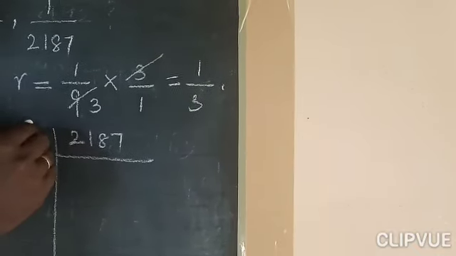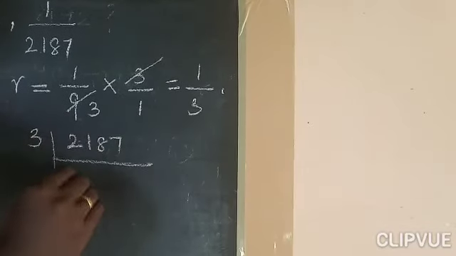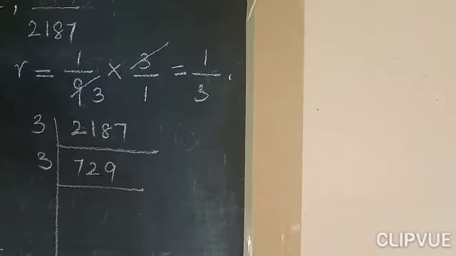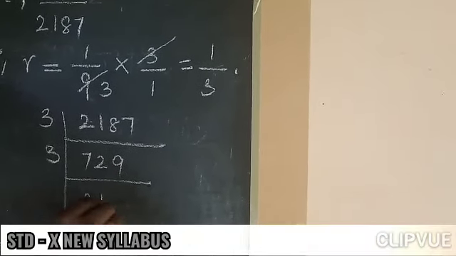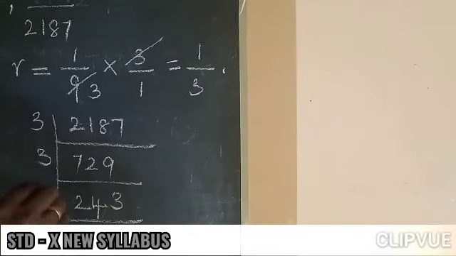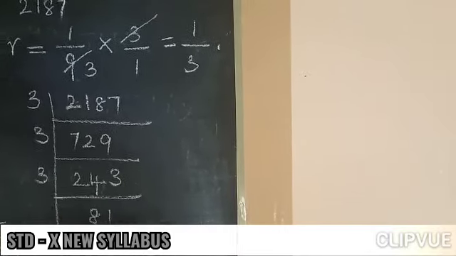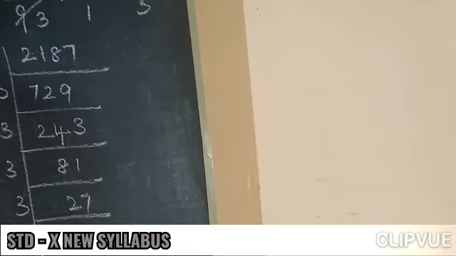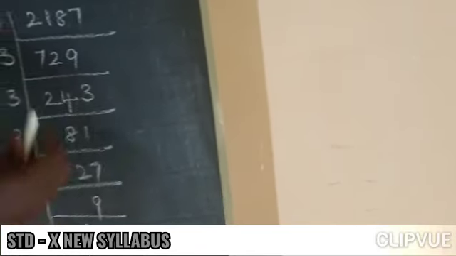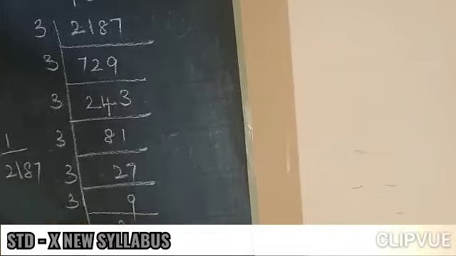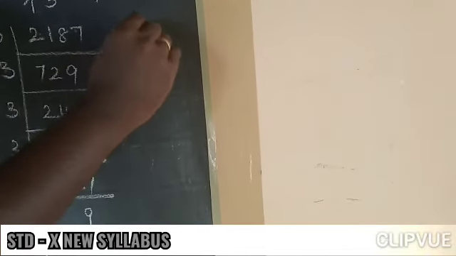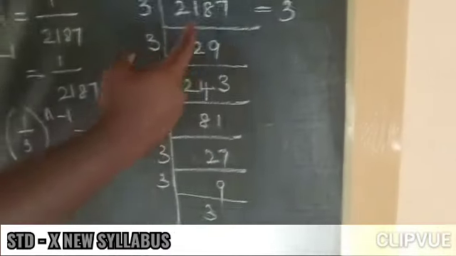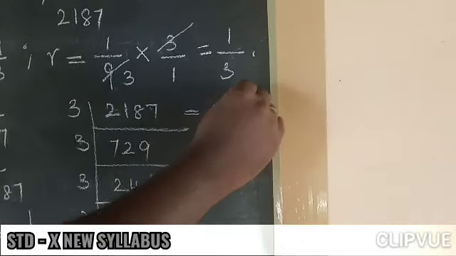It should be divisible by the 3 table. If I divide by 3, 7 times 21 is 21. Here 2 times means 6. Here 9 times. Again 3 table. 2 times, 4 times, 3 times. Again 3 table, 8 times, 1 times. Again 3 table, 27, 3 means 9, 3, 3. How many 3's are there? 1, 2, 3, 4, 5, 6, 7. This 2187 can be written as 3 power 7. So instead of 2187, I can write 3 power 7.